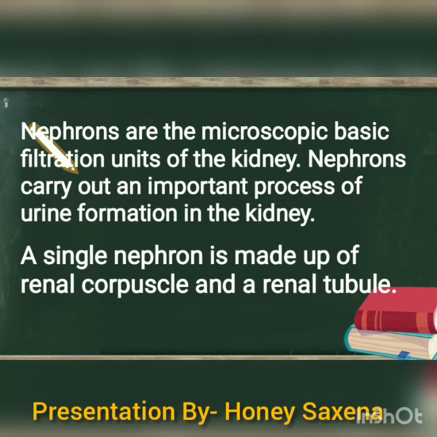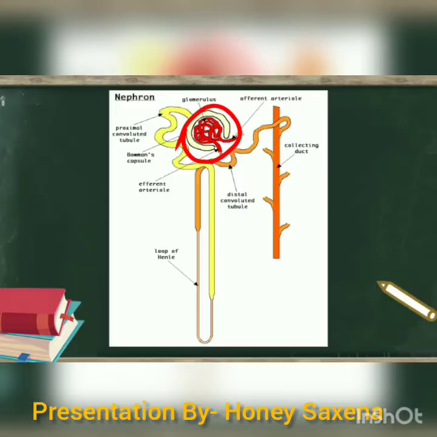Now we will study the structure of nephron. Nephron is the filtration or functional unit of the kidney. So nephrons are the microscopic basic filtration units of the kidney. Nephrons carry out the important process of urine formation in the kidney. A single nephron is composed of renal corpuscle and renal tubule. Now let's see the structure of nephron to understand it more clearly. Students, as you all can see on your screen, this is the structure of nephron.